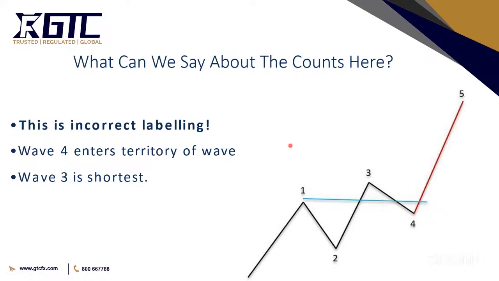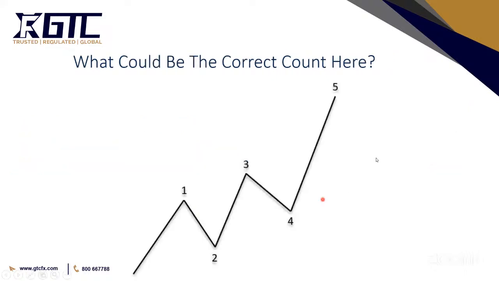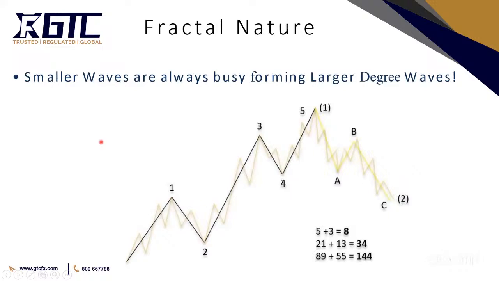For that, we need to go through a small story, which is the fractal nature of the markets. All right, what could be the current count here? Let's go through the story. Fractal nature of the markets. We'll spend about 3-4 minutes here. Please remember, smaller waves are always busy forming the larger degree waves. All right.